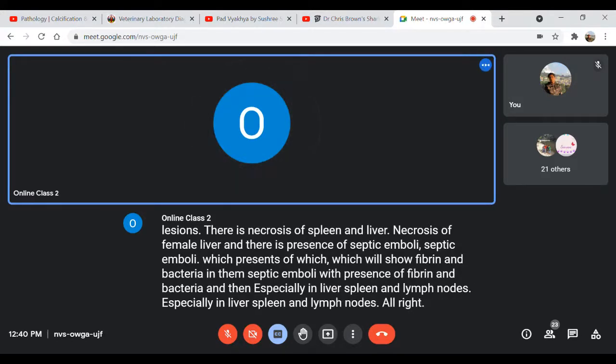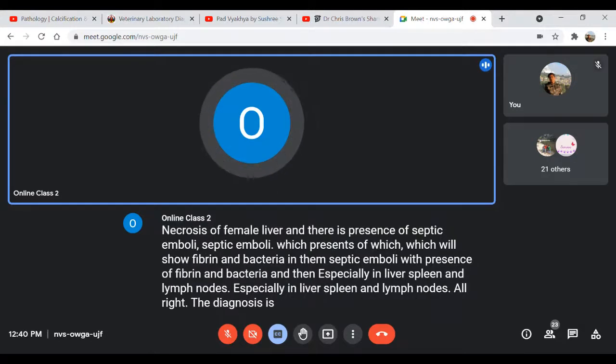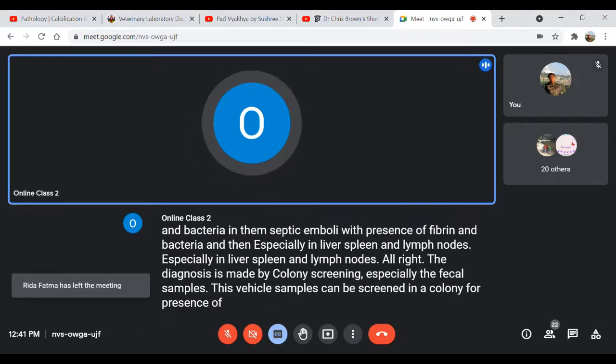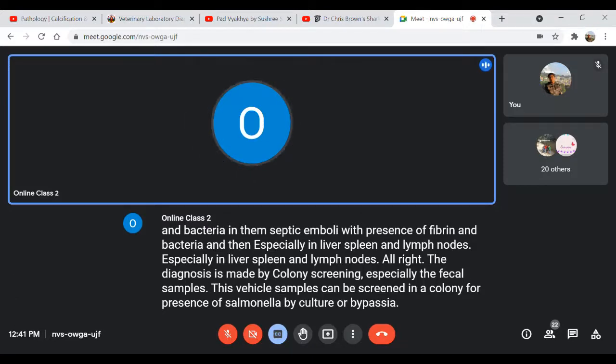All right. The diagnosis is made by colony screening, especially the fecal samples. These fecal samples can be screened in a colony for presence of Salmonella by culture or by PCR.